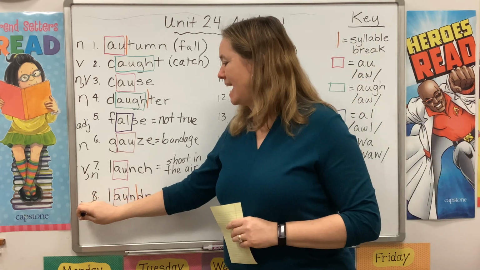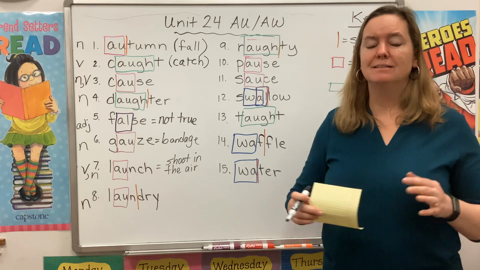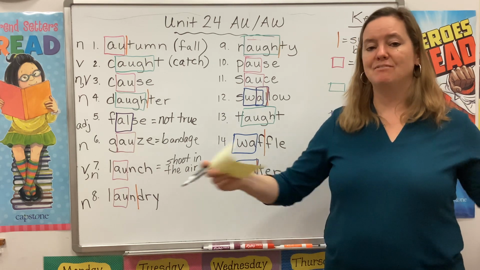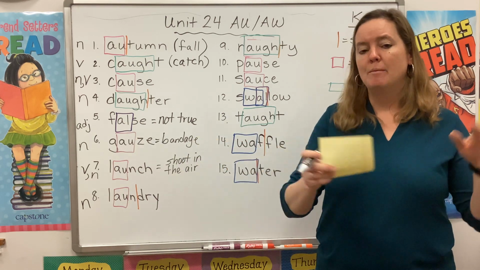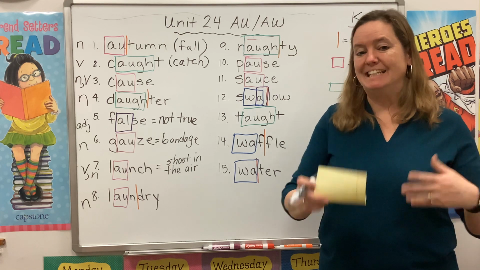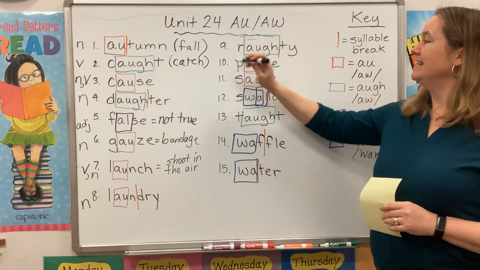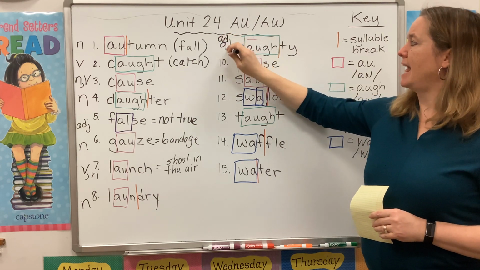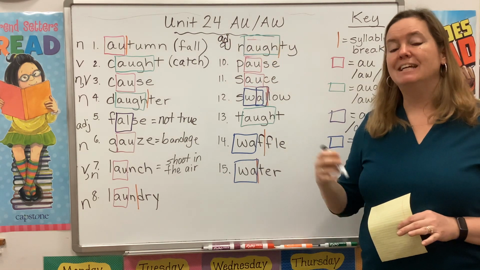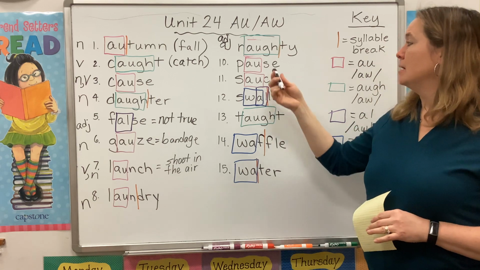Laundry is a noun, okay? That's a chore, right? Somebody's got to do the laundry. They have to gather all the dirty clothes, put them in the washing machine, and clean them. That is laundry. Naughty is a describing word. That's an adjective. If somebody's naughty, they're not well behaved.